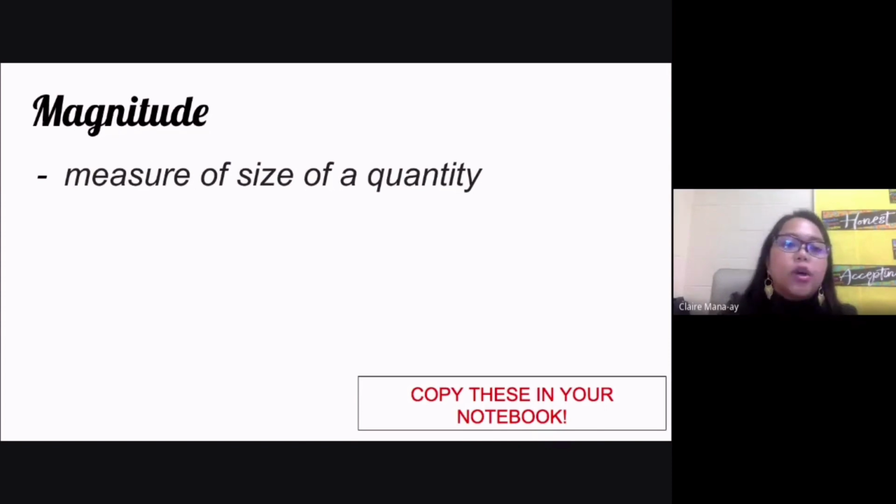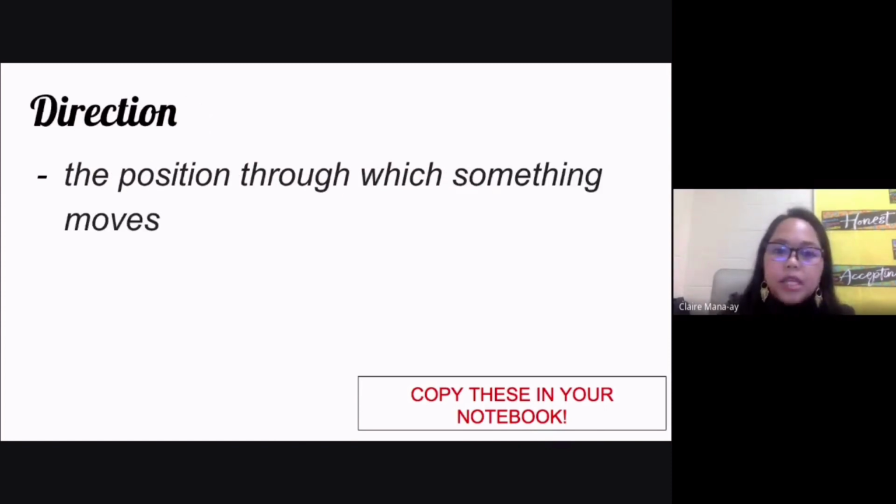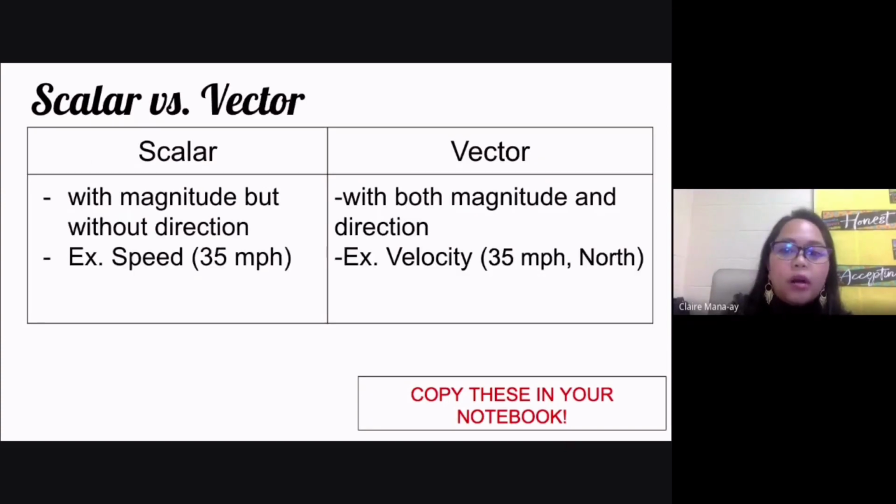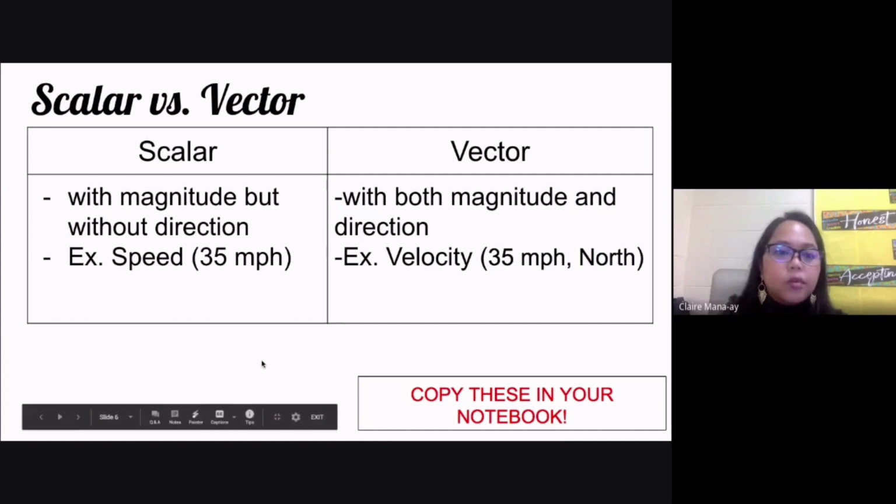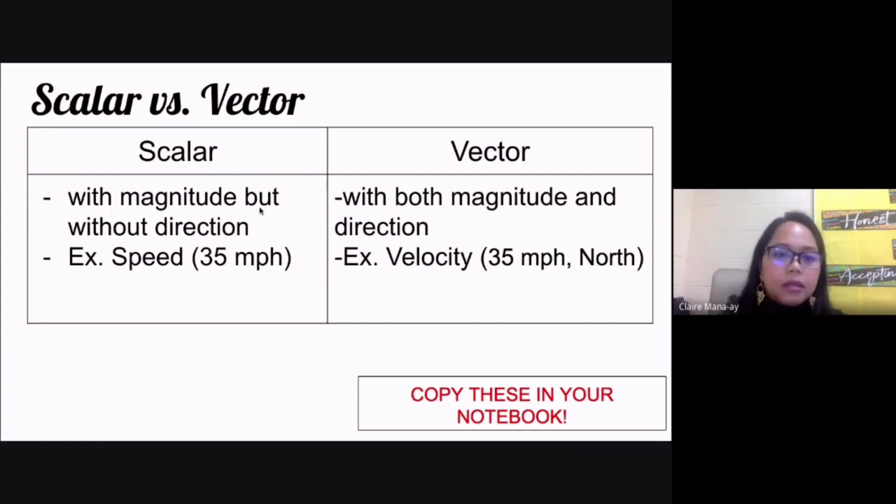Then, of course, you also have direction. This is the position through which something moves. Okay, so those are three different terms which we are going to encounter a lot as we study motion. Now, your quantity may either be scalar, it can be a scalar quantity, or a vector quantity. And you see the difference on your screen. Okay, when you say scalar quantity, this has magnitude but no direction. Okay, so it only has a magnitude but there's no direction.